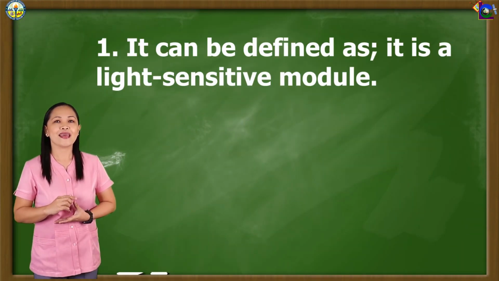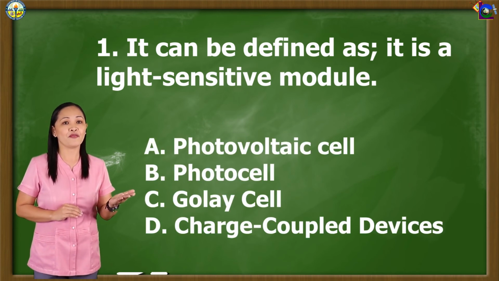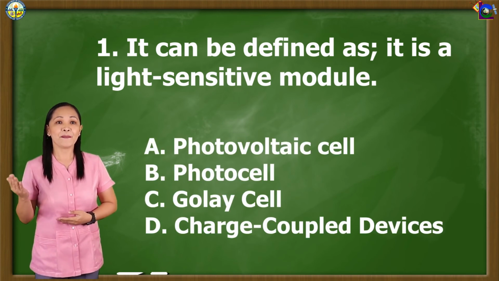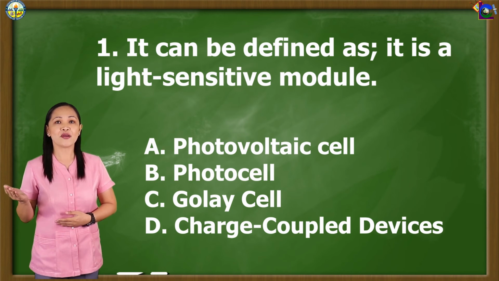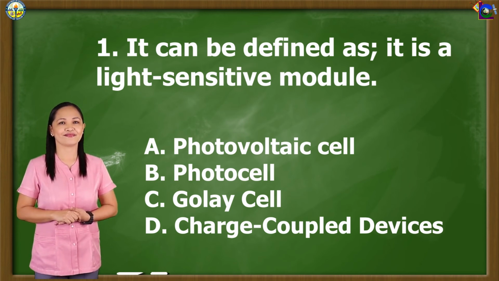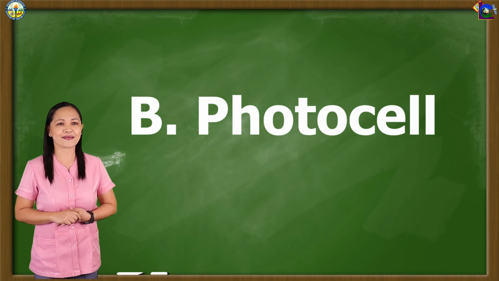Number 1. It can be defined as a light-sensitive module. Letter A, photovoltaic cell. B, photocell. C, Golay cell. And D, charge-coupled devices. The correct answer is letter B.